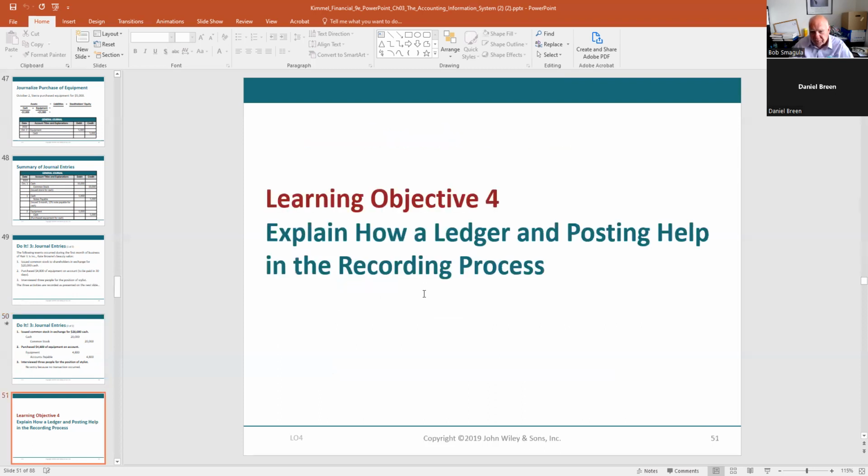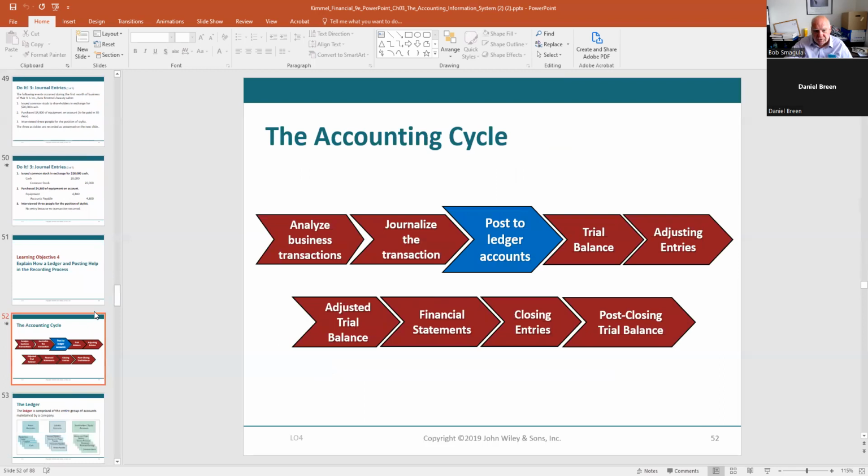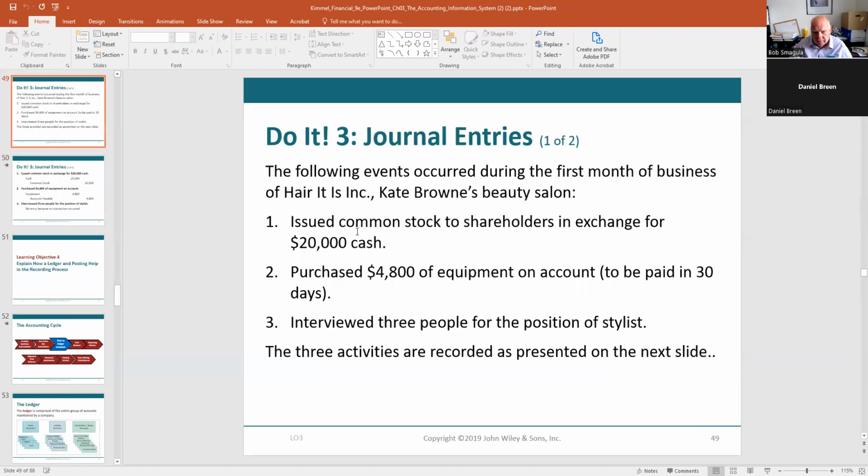Explain how a ledger and posting help in the recording process. Okay, we started off with the first red piece here, analyze business transactions. Then we learned about debits and credits and writing the journal entry. These are journal entries here. You debit and you credit.